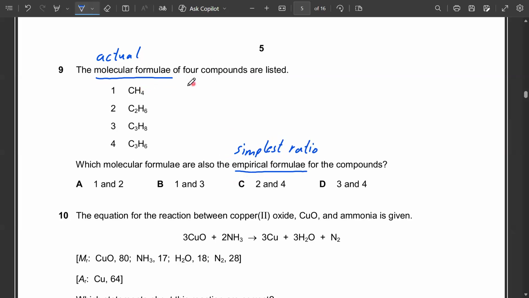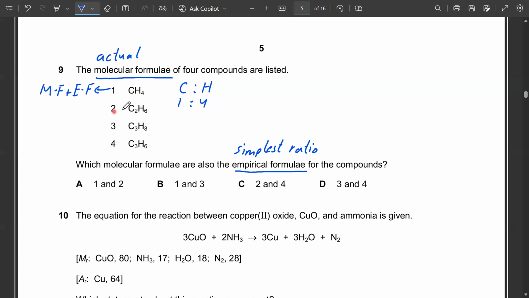So if we have CH4, then the ratio between carbon to hydrogen is basically 1:4, and this is the simplest. We cannot further simplify these two values because one is already the simplest value. So we can say that CH4 is both empirical and molecular formula at the same time.